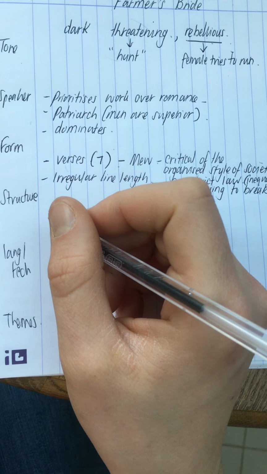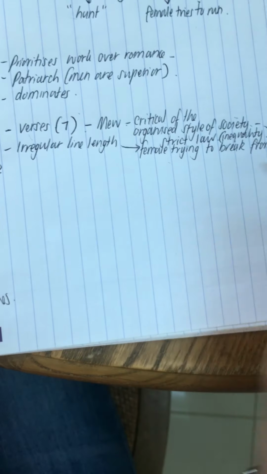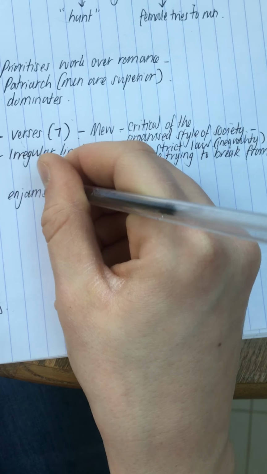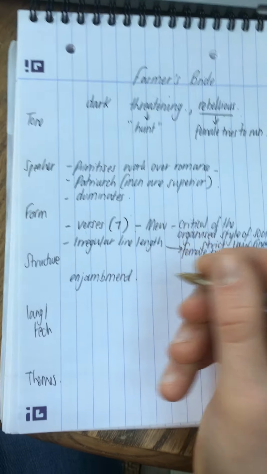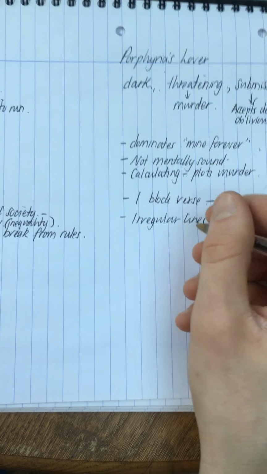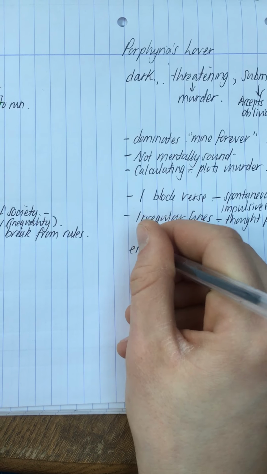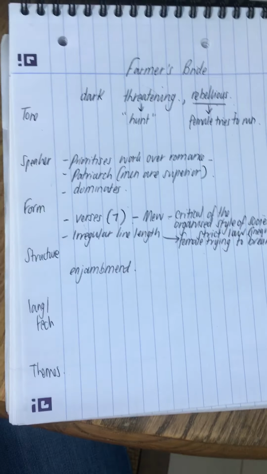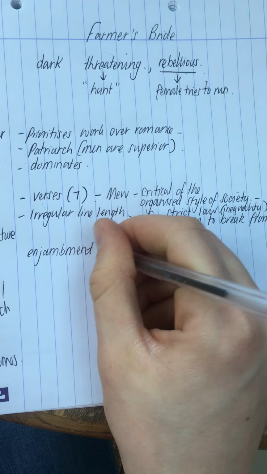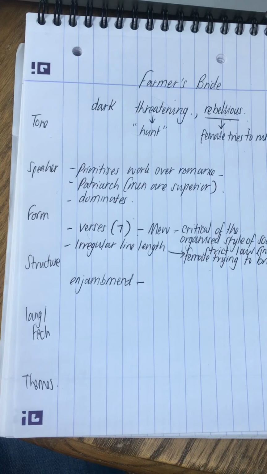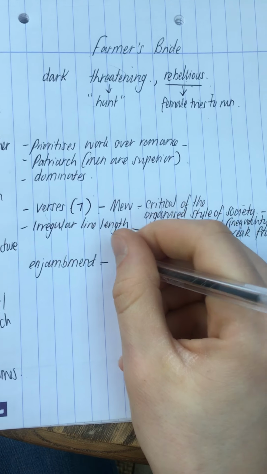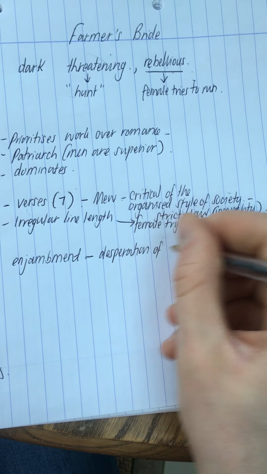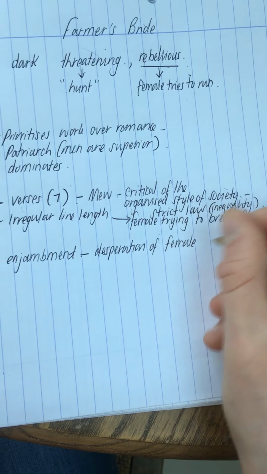Farmer's Bride and Porphyria's Lover, they both use enjambment. That is Farmer's Bride. And we can also say that Porphyria's Lover also uses enjambment. How they're used differently, you could literally interpret it however you want. I'm only going to give you a few interpretations. It could show the desperation of the female to break from law.